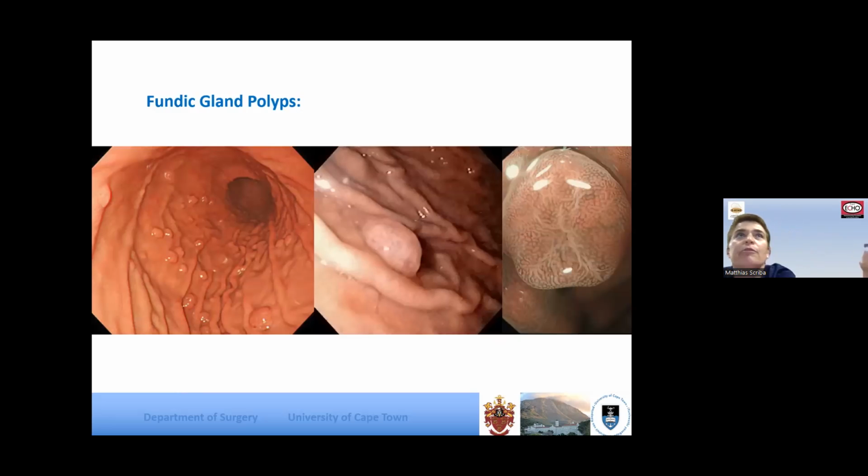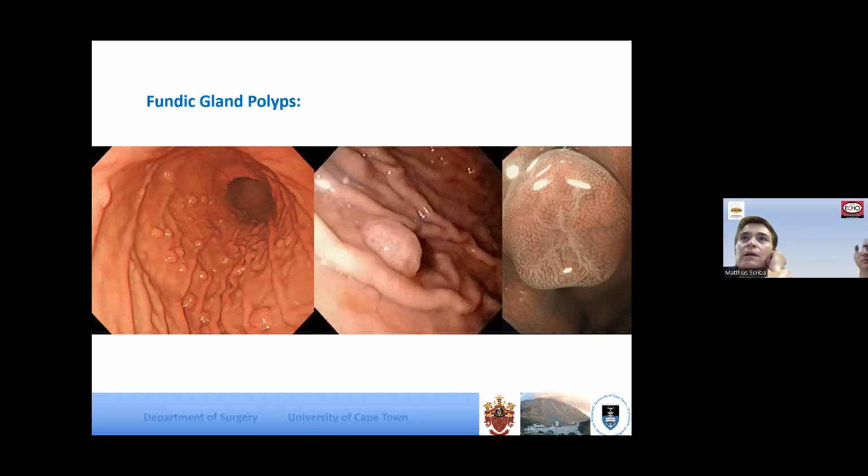So let's start off with fundic gland polyps. You'll agree these are very common, and up to 23% of upper endoscopies will present with some number of fundic gland polyps sitting in the corpus or the fundus. Usually middle-aged women, they're usually quite small, less than 5 millimeters, sessile, and they may be single, or if multiple, there are quite a few of them in the body and fundus. Most of us can quite comfortably and accurately identify them on scope.